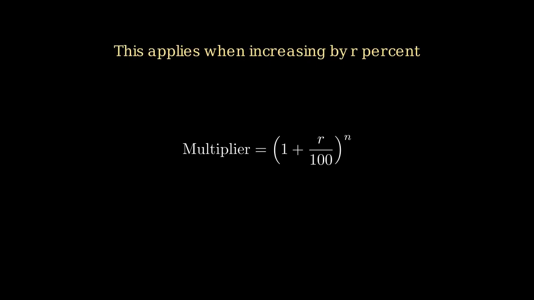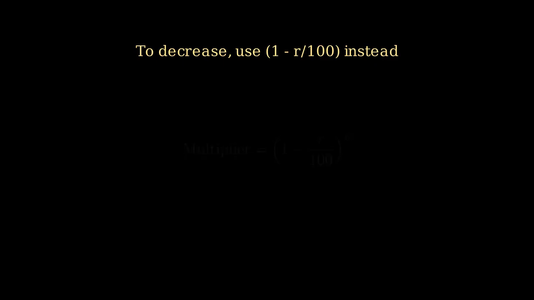Let's look at how to deal with something growing or shrinking by the same percentage again and again over several time periods. The rule is this: to increase an amount by r%, repeated over n periods, you multiply by the quantity (1 + r/100) raised to the power n. To decrease instead, you multiply by the quantity (1 − r/100) raised to the power n. Let's try worked example 1.